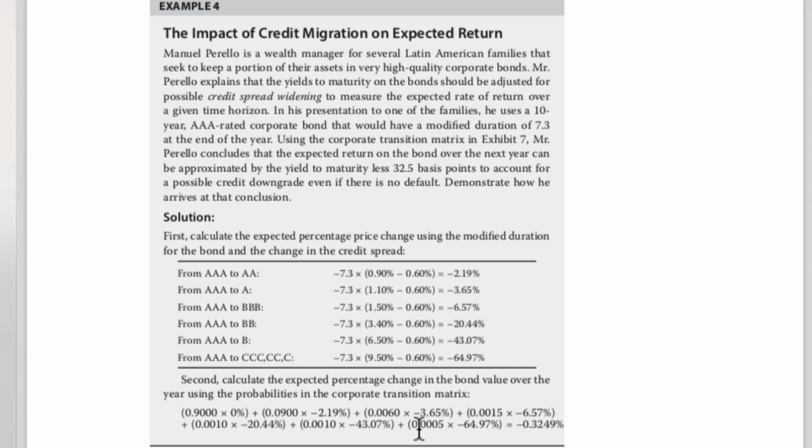So if we look at the first row in that matrix, AAA to AAA, there's a 90% probability that nothing will happen. Well, there's the 0.9 multiplied by 0%. Next, we have the 9% probability that there'll be a change, and we've already calculated, of negative 2.19. So notice that's 0.0900 times the percentage change in price. And we weight each one the same way. Look what we get, negative 0.3249 or negative 32.5%. That's 32.5 basis points. And in here it's saying the yield to maturity less 32.5 basis points, and that's what we get.